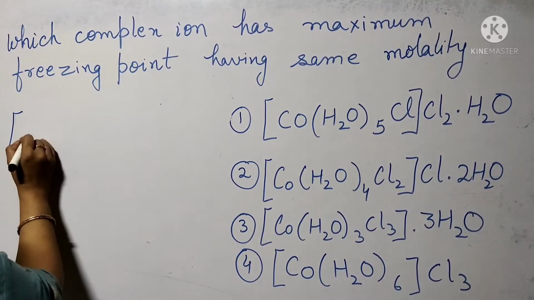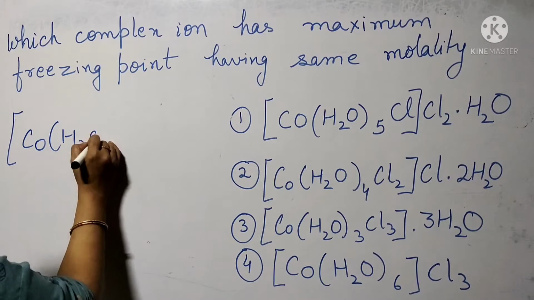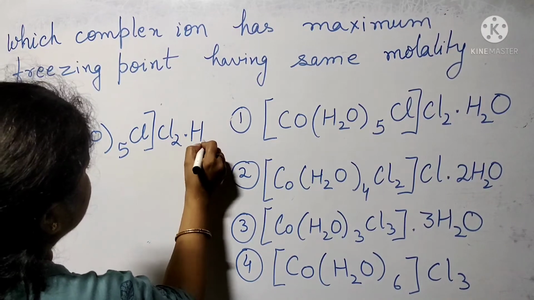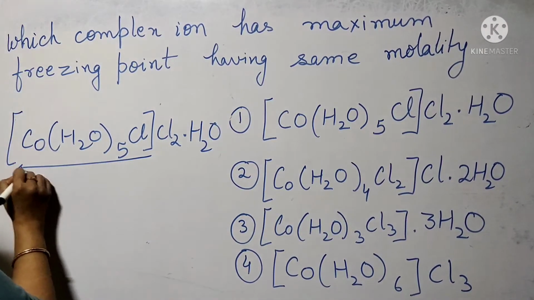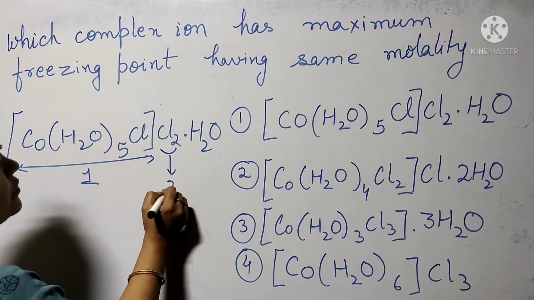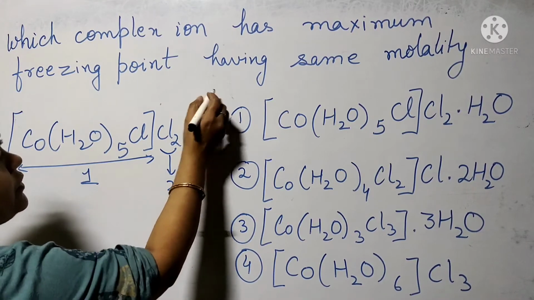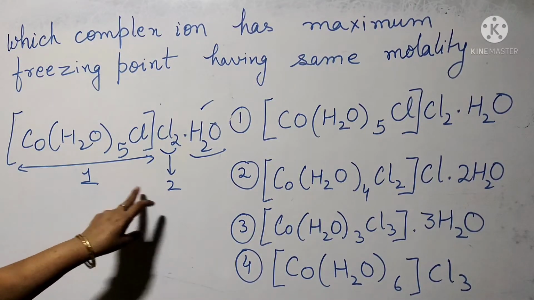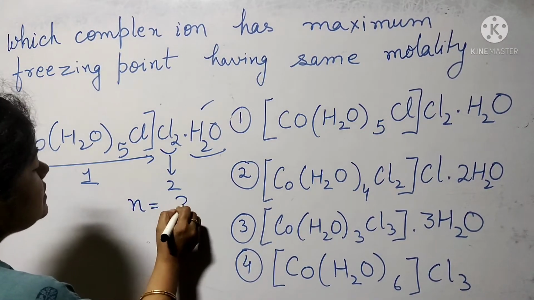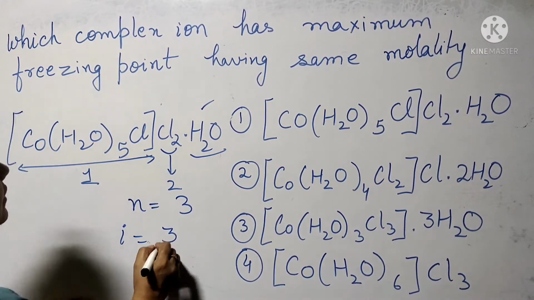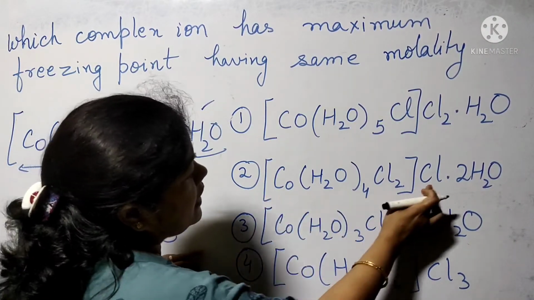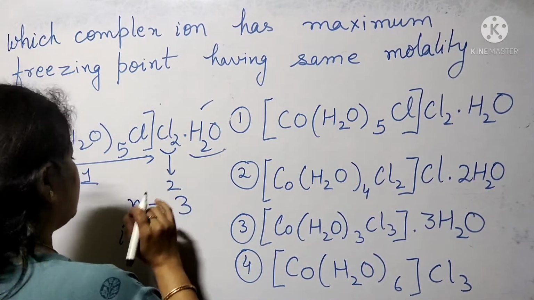We have the first example, Co(H2O)5Cl Cl2 dot H2O. Now this whole entity is taken as 1, and this Cl2 is 2, and water is ignored. So overall it dissociates into 1 and 2, number of moles is 3, so the Van't Hoff factor here is 2 plus 1, 3. Now similarly, if you observe this case, this is overall 1 and 1, that means 2.